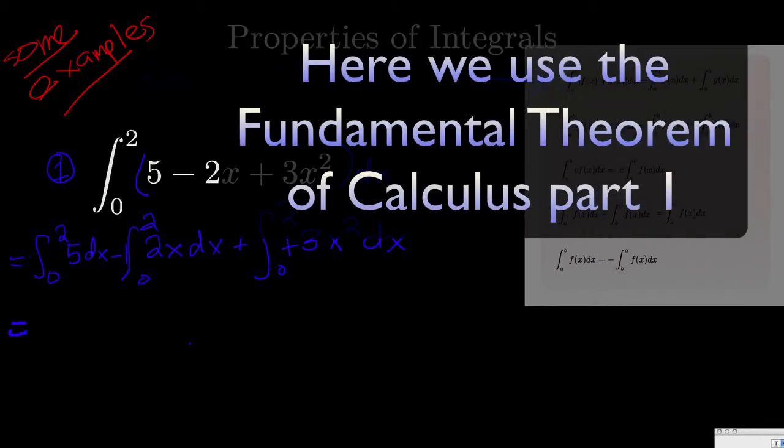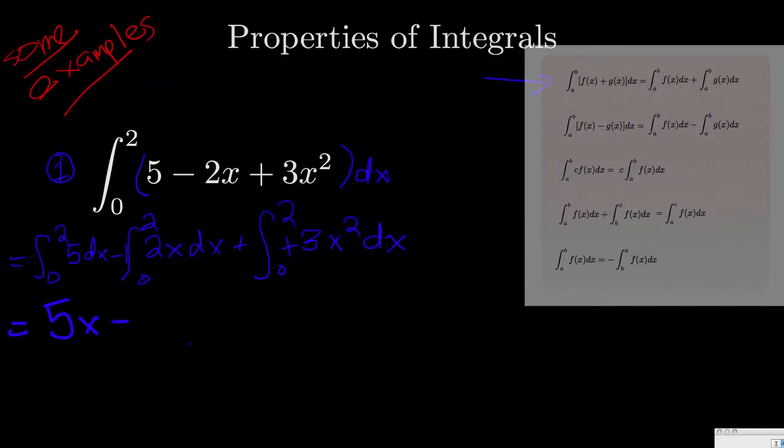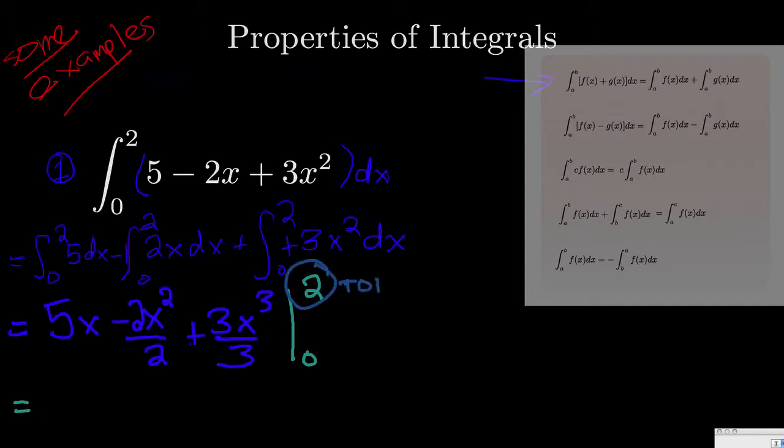So the first one, the antiderivative is 5x, and then minus the antiderivative of this one, which is 2x squared over 2, and then plus 3x to the third over 3. And this is going to get evaluated from 0 to 2. Okay, and then remember you plug in top minus bottom from the fundamental theorem of calculus.